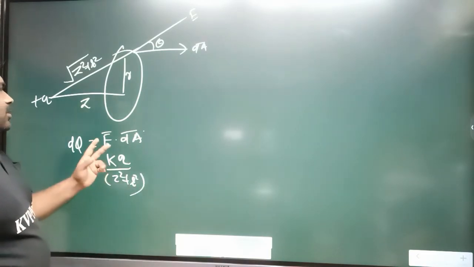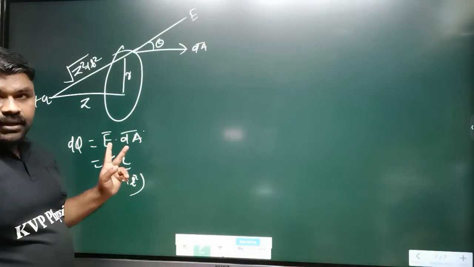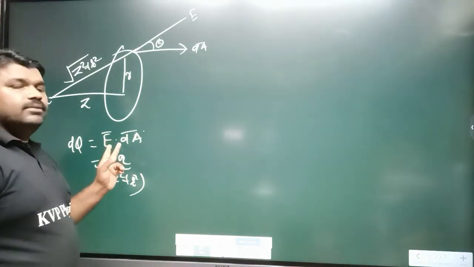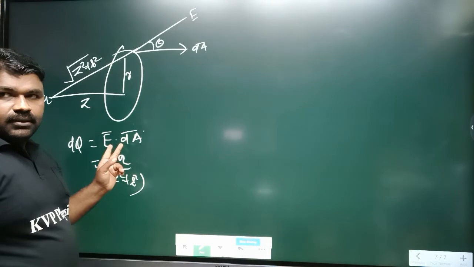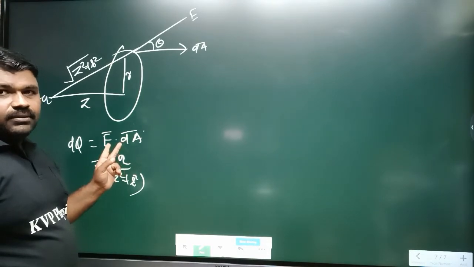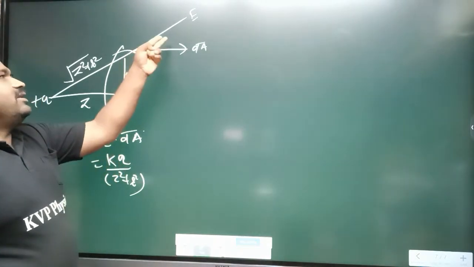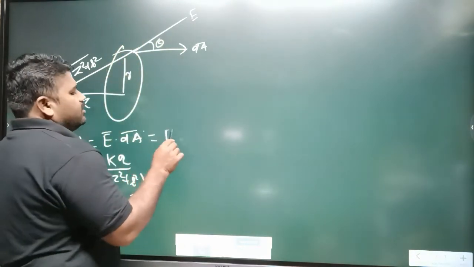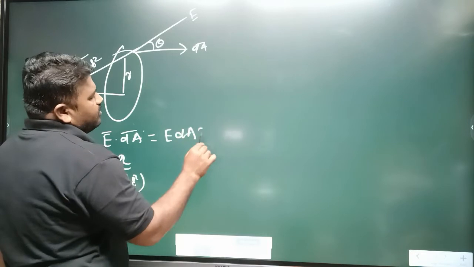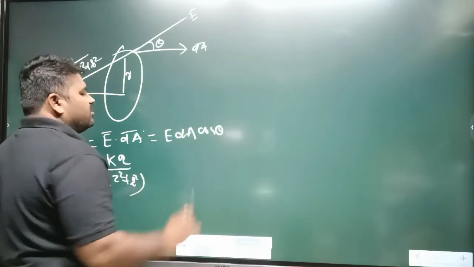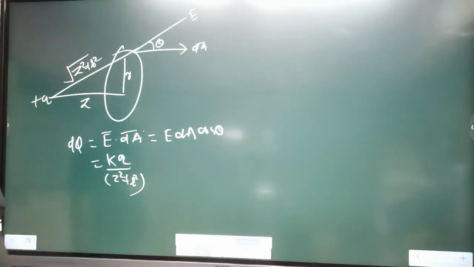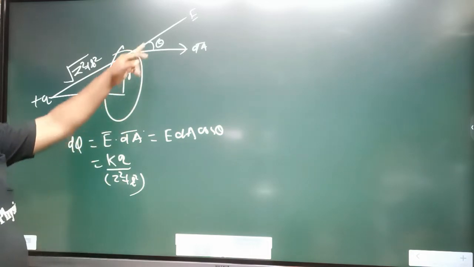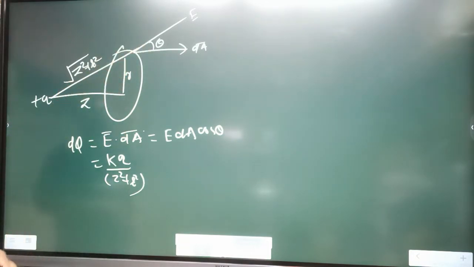Okay, E dA bar. Here is the angle equal to 0? No, this angle is not equal to 0. If this angle is not equal to 0, we can take E dA cos theta, yes or no? Because theta is unknown here. This theta and this theta are the same.